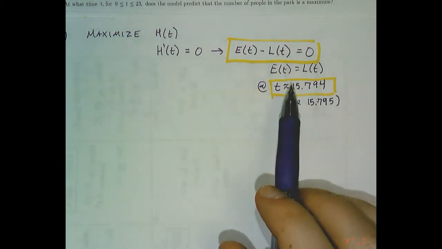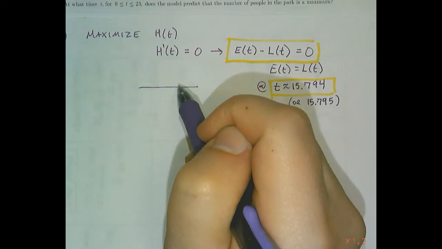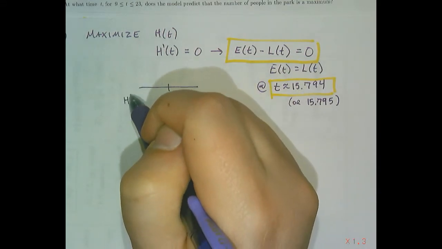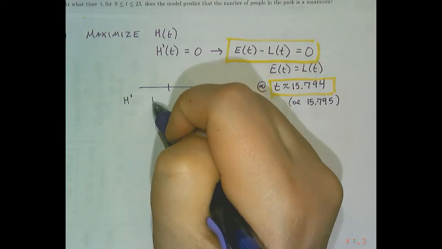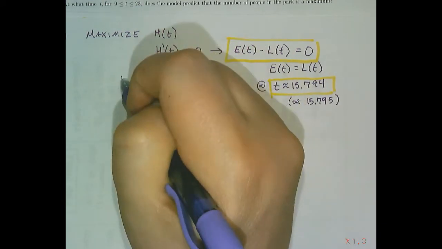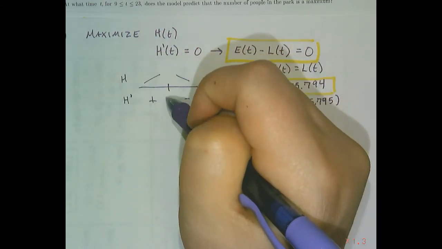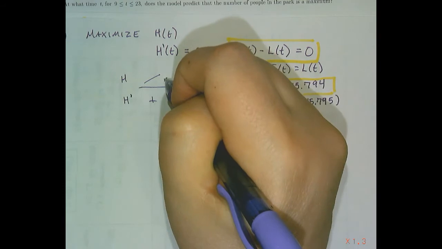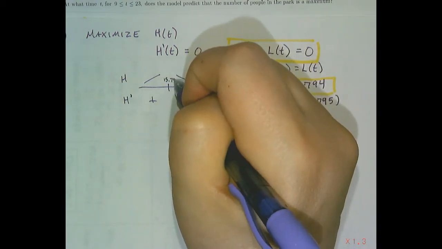If we wanted to do a different analysis, we could look at the fact that h prime goes from positive to negative. Therefore, h goes from increasing to decreasing at that time. That's another way to show that that is a maximum.